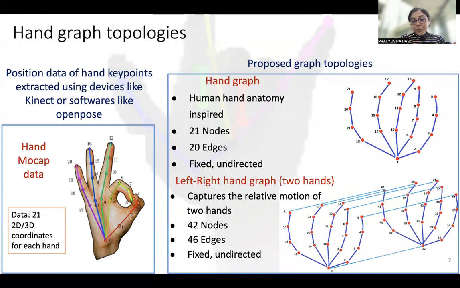The second graph I'm proposing is a left-right hand graph. To do any task, we use both of our hands, and that's why we are proposing this second hand graph. Here, this can capture the relative motion between the two hands. It has 42 nodes, and it is also fixed and undirected. To design this graph, I'm joining the tips of all the fingers in your left hand to the tips of all the fingers of your right hand, and the base of the hands as well.